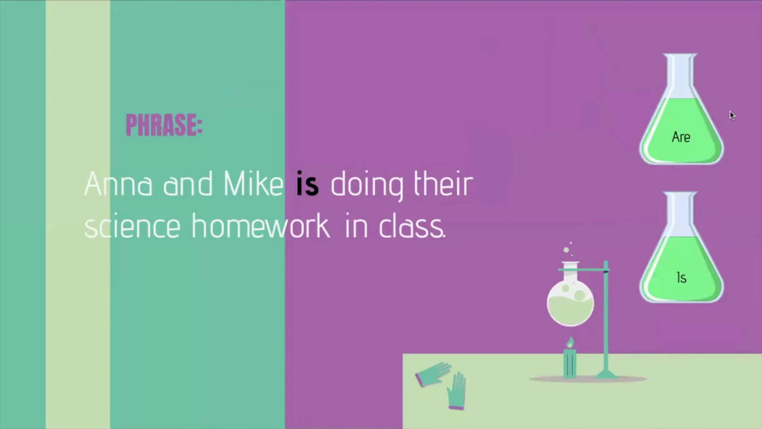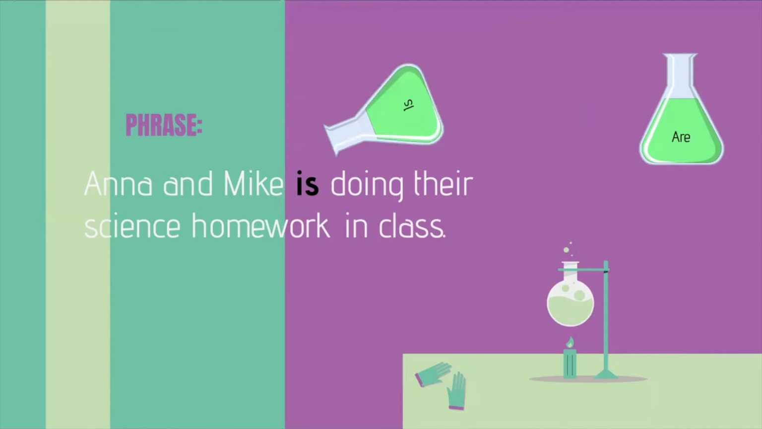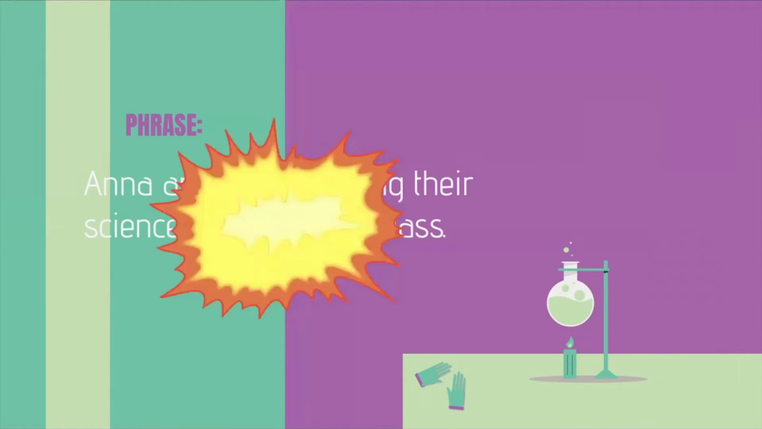On the right, you will see 2 beakers, one with the word are on it, and one with the word is on it. If we pour these beakers on the sentence, it will either explode, meaning it is wrong, or it will be correct. Let's first try pouring the is beaker on the sentence. This means that the sentence is correct and the is does not need to be changed. Uh-oh, looks like that is not the right answer. We cannot use is in this sentence because is not a plural noun. We have both Anna and Mike, which means we need a plural noun to finish this sentence.